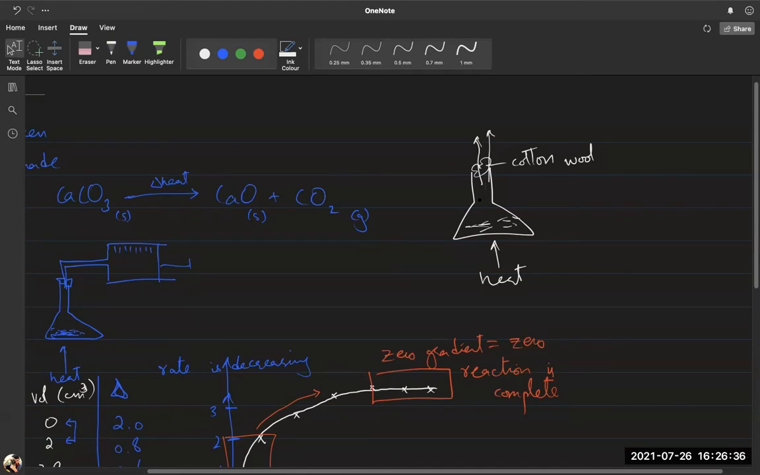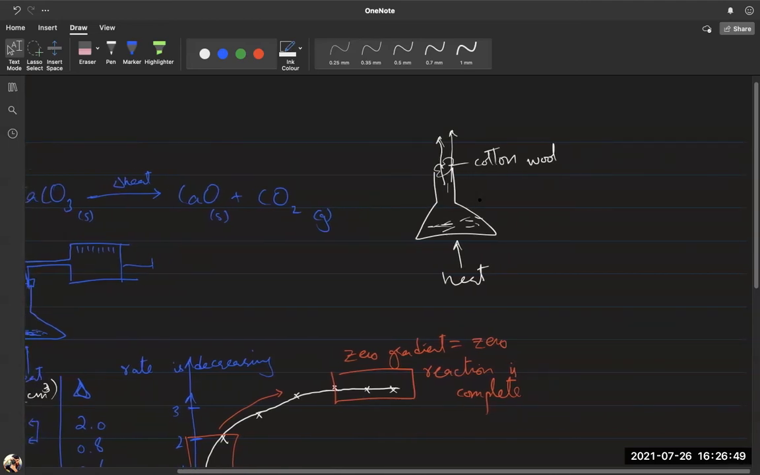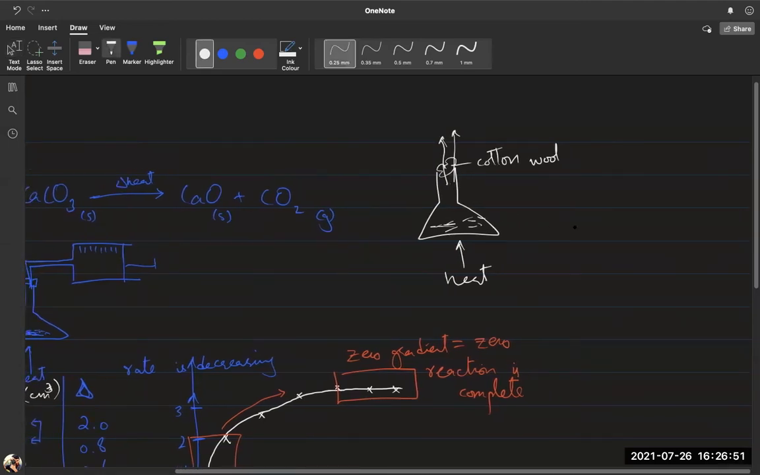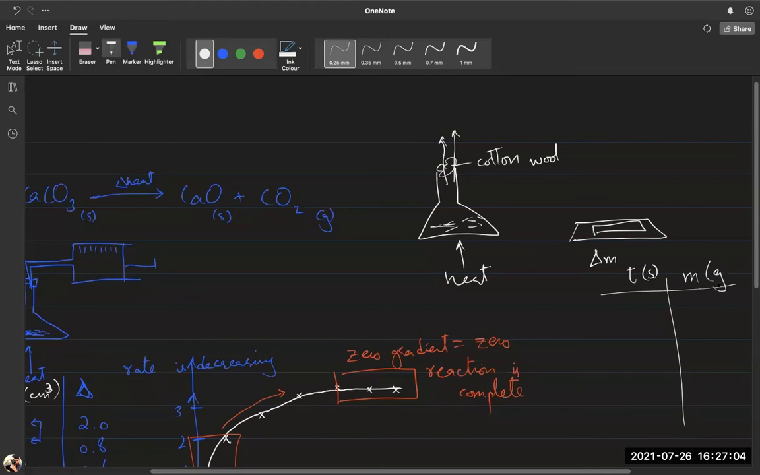So what we can change is that as you heat it up, the mass will reduce. Why? Because the gas is going to go out. So the mass of the thing is going to fall down. So in this case, what we can do is we can measure the mass. So for that, we can put this thing on a balance and we can measure the change in mass. Again, we will make a new table. So for this table, we are going to take time on one side and we're going to take mass on one side. So it could be grams.